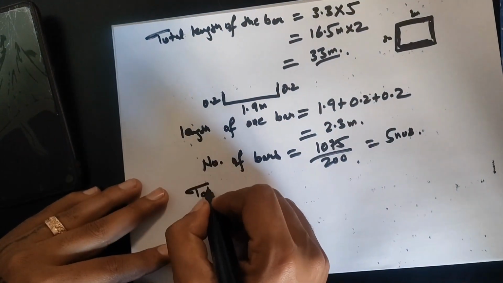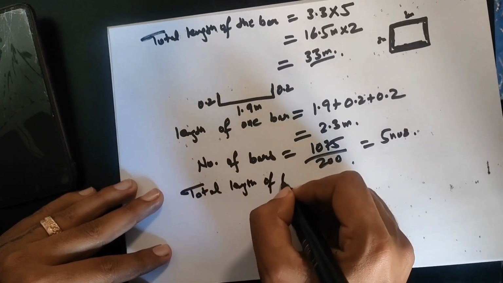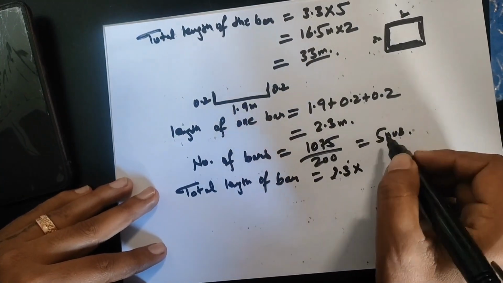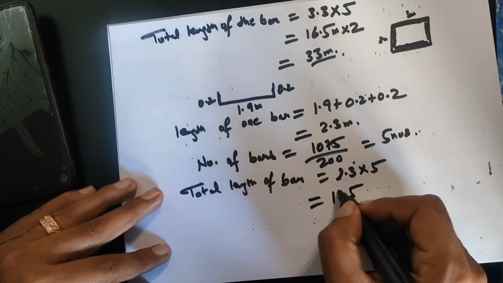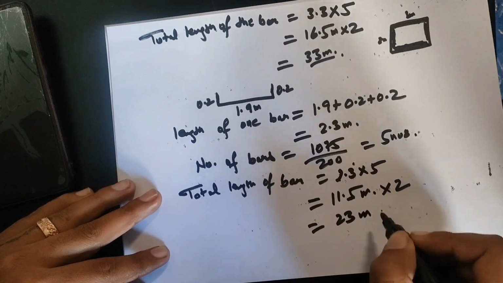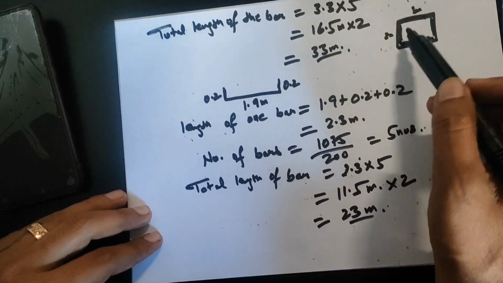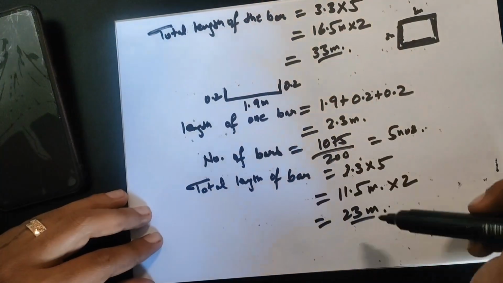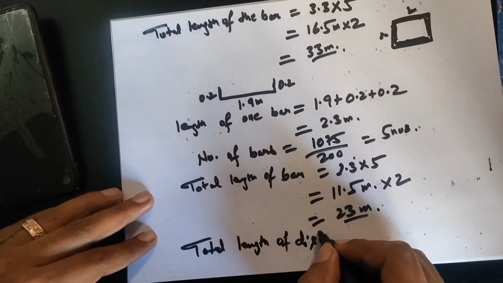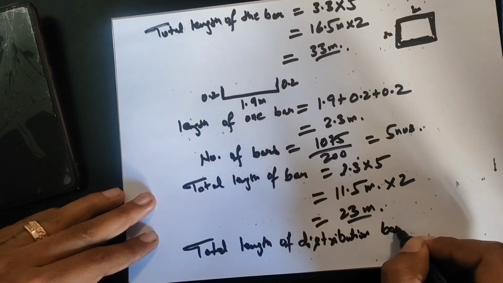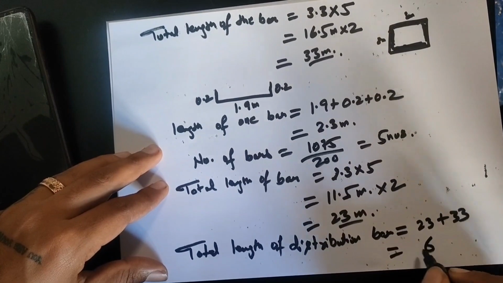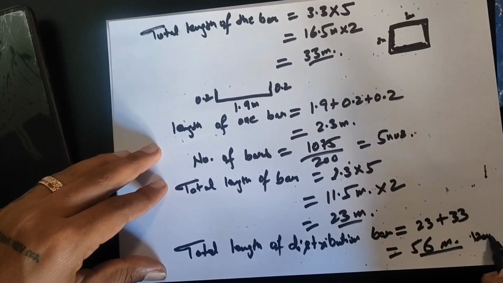So the total length of bar along the width would be the length of one bar, 2.3, multiplied by the number of bars, 5, which is 11.5 meter for one side. On both sides, multiplied by 2, it's 23 meters. So for these two sides this is 33 meter, and for these two sides this is 23 meter. So the total length of distribution bar is 23 plus 33, 56 meter of 12 mm dia.